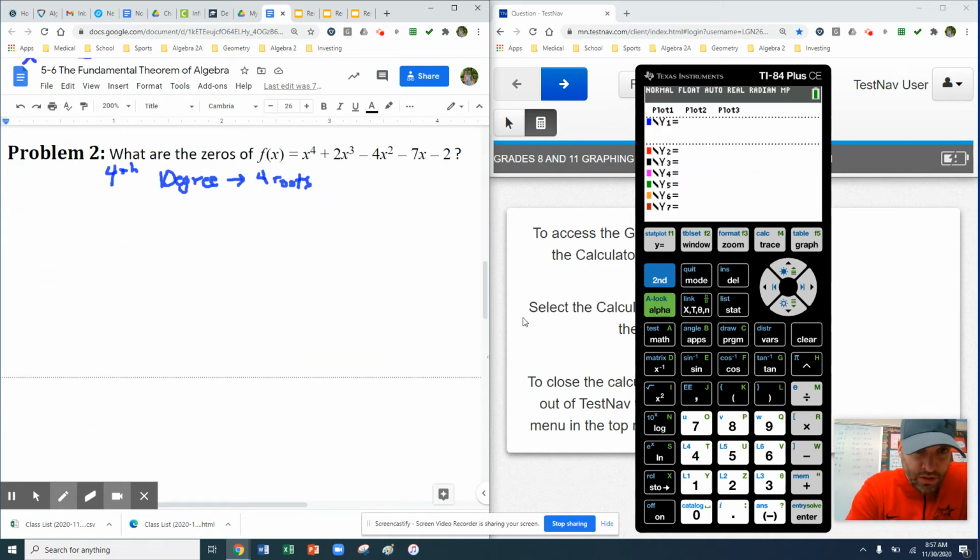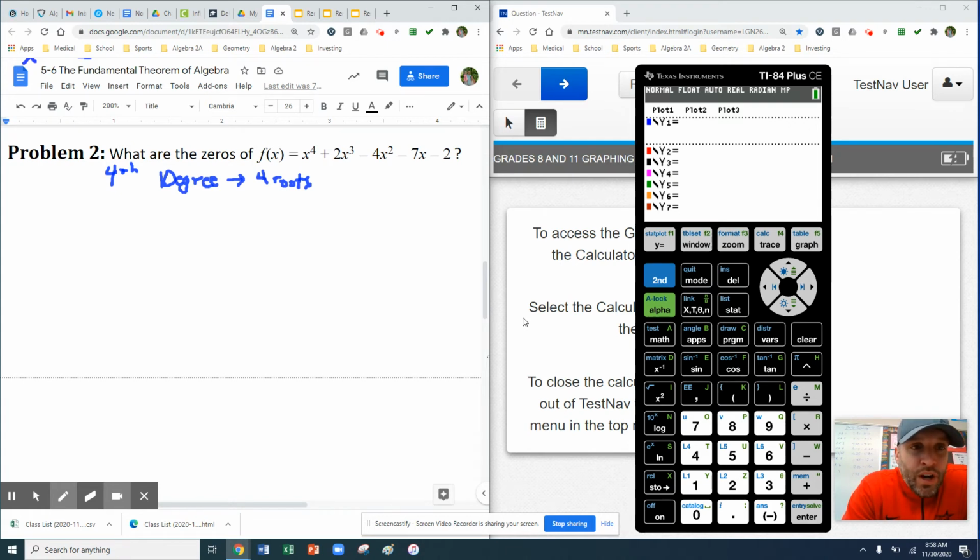So what are the zeros of x to the 4th plus 2x to the 3rd minus 4x squared minus 7x minus 2? First thing you're going to do is put this into your calculator. Now just kind of thinking ahead, our complex roots come in pairs, so we either have 2 complex roots here or 4 complex roots, or we could have all 4 be real roots. So just kind of thinking about what we may see as we move forward here.